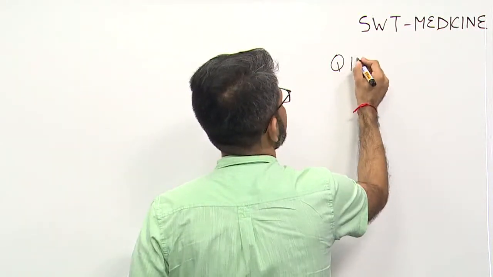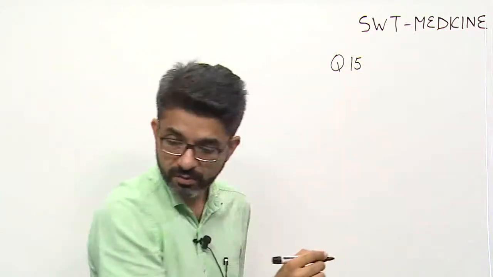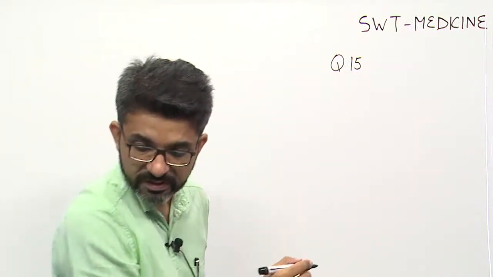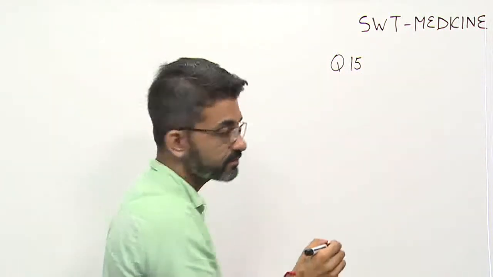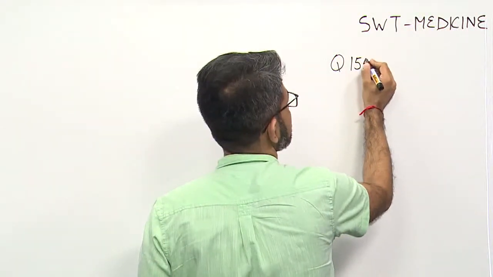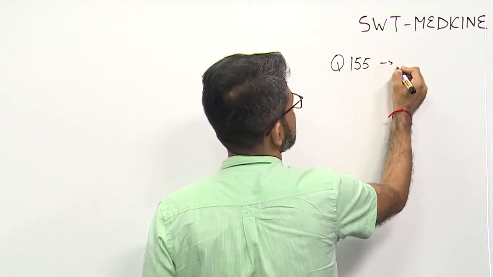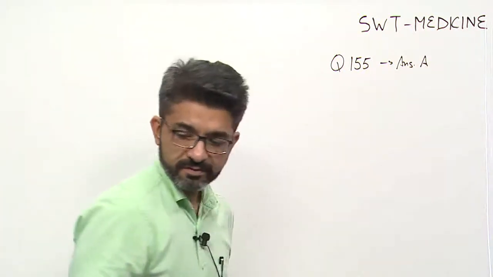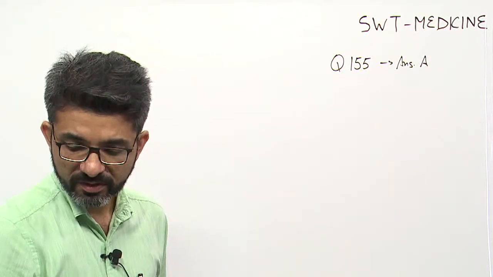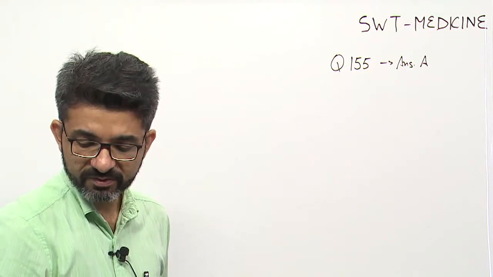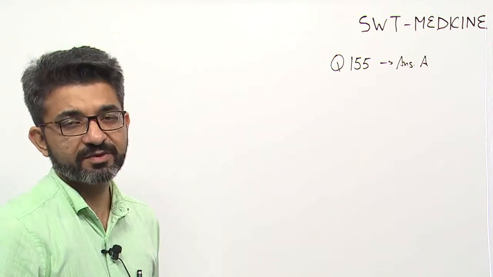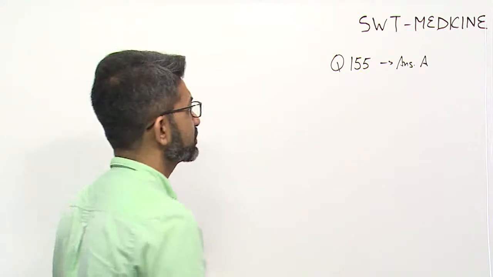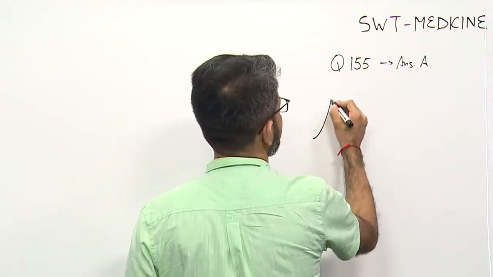Question number 155. Answer is A. Giant A wave and slow Y descent is seen in tricuspid stenosis. I will again make the diagram.